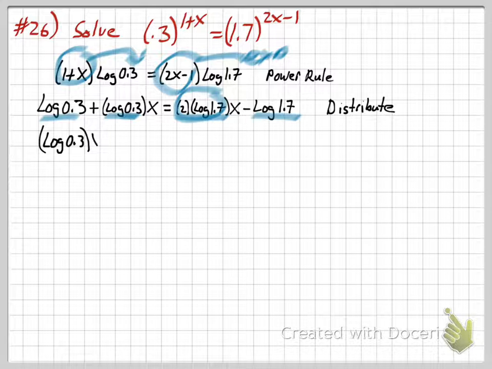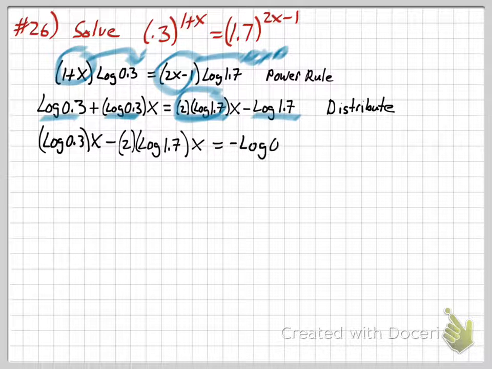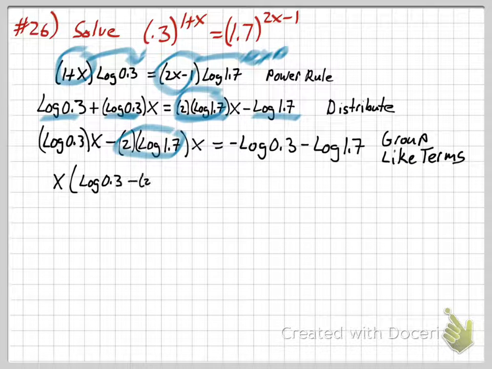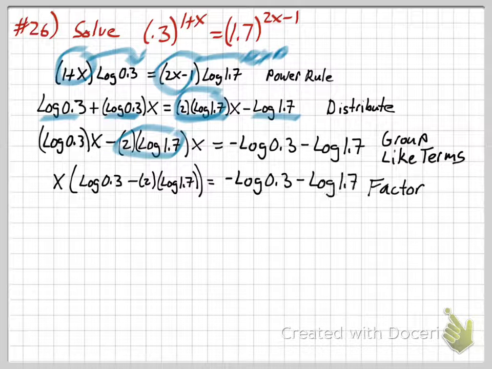All right, and my next move is I'm going to combine like terms. I'm going to get all my things with the x variables on the left side, all the other things on the right side. Do my grouping. Remember, this is commutative. If you wrote log 1.7 times 2, that's fine. Just do not confuse it with log of 1.7 to the 2 power. That's wrong. And then I'm going to factor out the x. Leave the right side alone. Now I'm ready to divide to isolate my x.